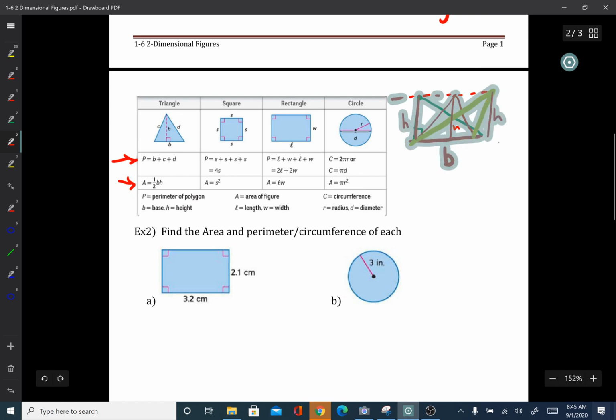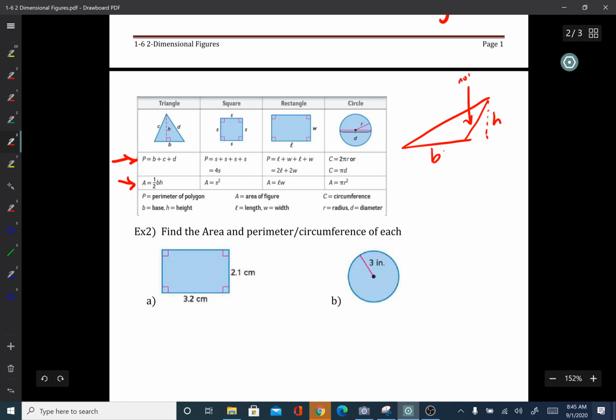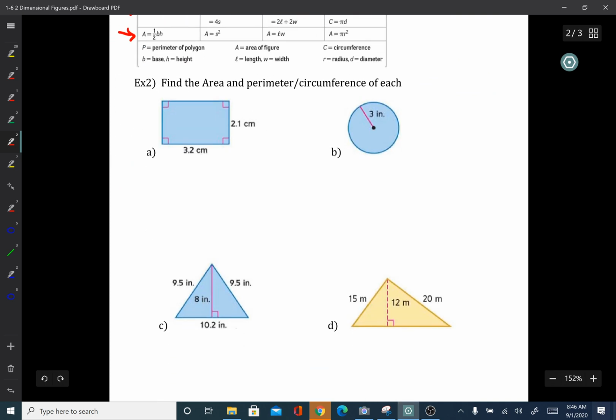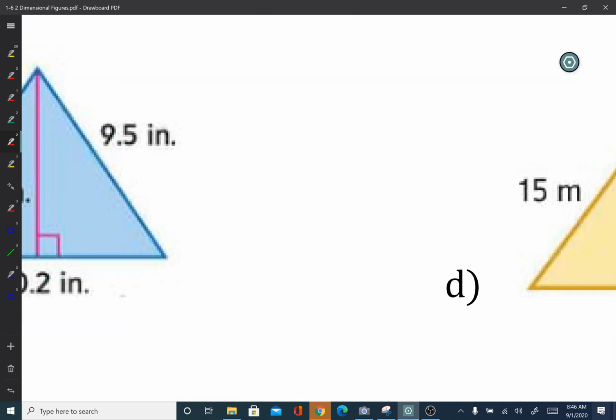The height is measured from the top of the triangle straight down. So if I was to make this triangle here, here's the base, the height is this distance right here. Not this. This is not the height, yeah? This is the height right here, that distance. The way I like to think of it is if you were standing here and you dropped a string, the string would go straight down here. That's the height, okay? All right, so first things first, find the area and the perimeter of each of these.